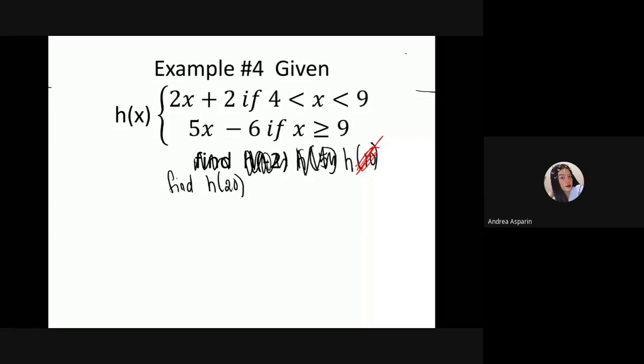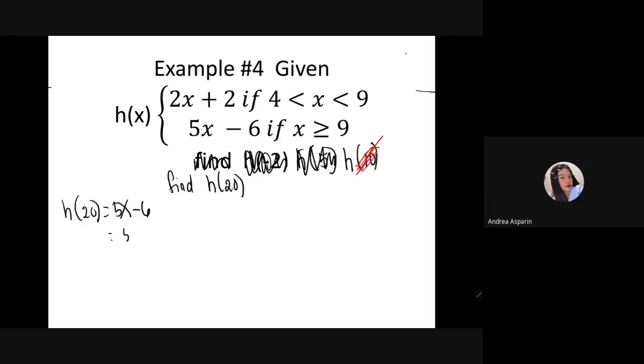5x minus 6 po. Kasi greater than 9 siya, ang 20 ay greater than 9. So we will be using for h of 20 the 5x minus 6. Hindi mo gagamitin yung 2x plus 2 kasi gagamitin mo lang siya when the value of x is greater than 4 but less than 9. In that case, 20 is not in the solution set of greater than 4 but less than 9.